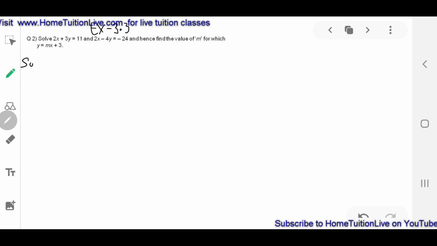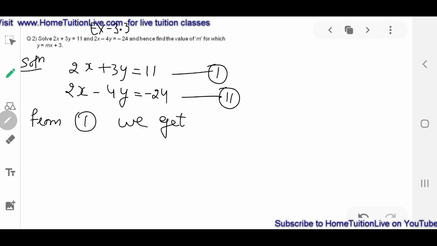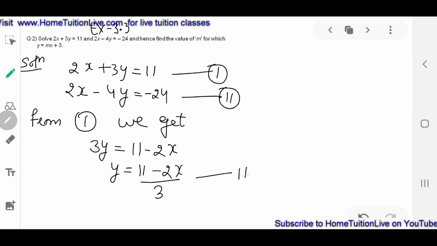So solution, the first equation is 2x plus 3y equals to 11. This is the first equation. And 2x minus 4y is equal to minus 24. This is our second equation. Now from first we get 3y equals to 11 minus 2x. Y is equal to 11 minus 2x by 3. So this is our third equation.